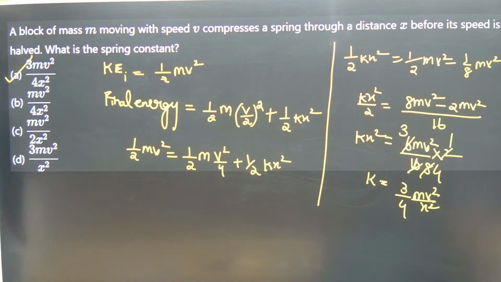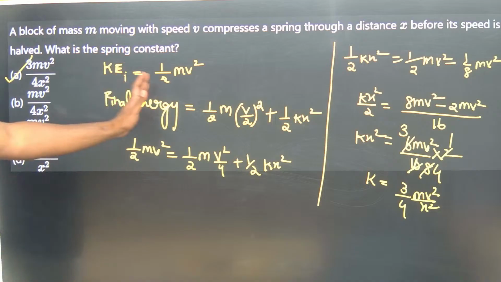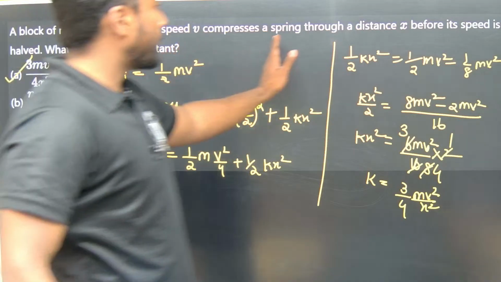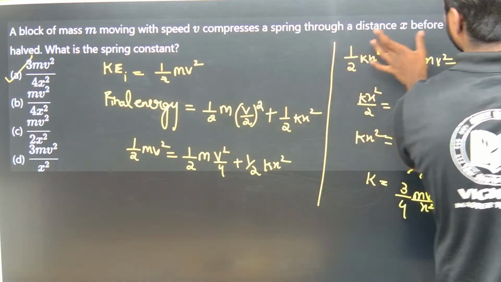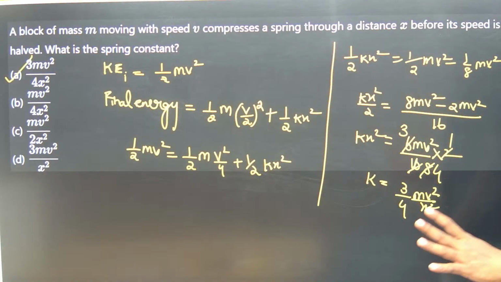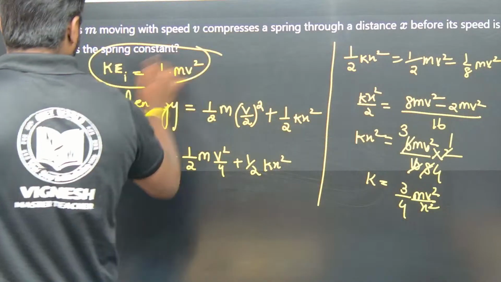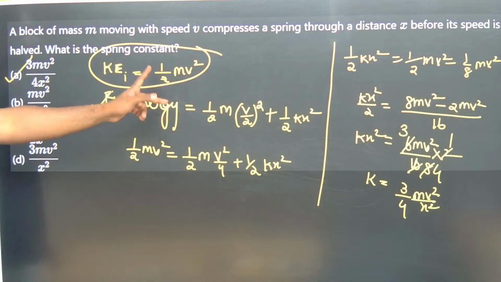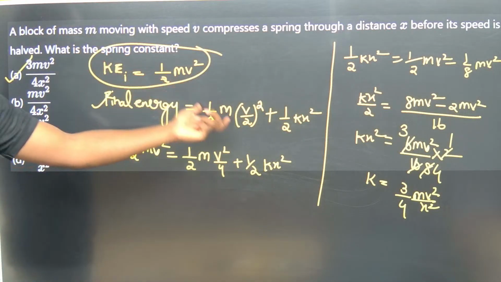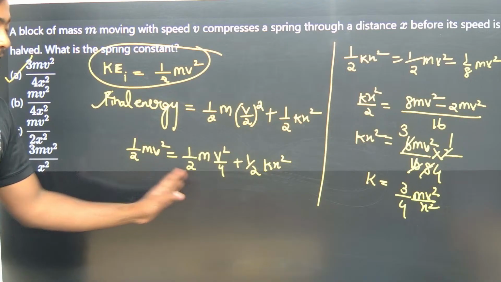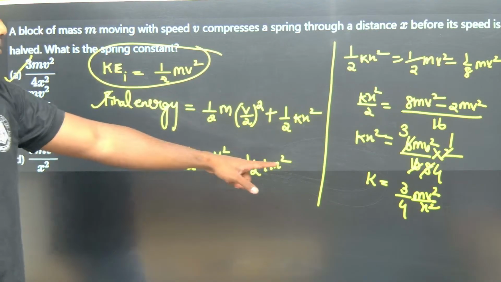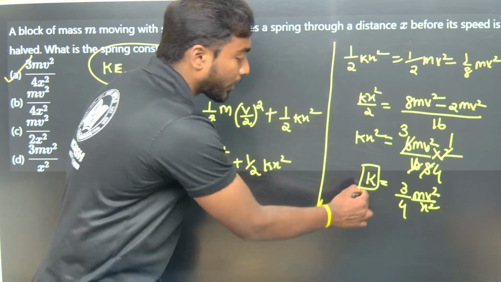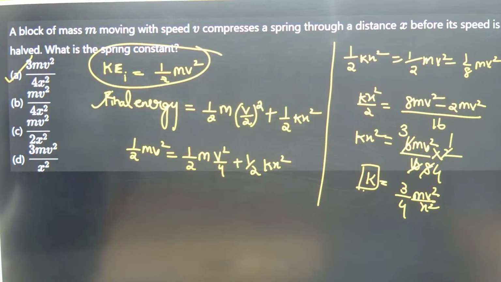Right now, here a block has been moving with the speed v. It has been compressed with a spring through a distance x before its speed becomes half. So that is the initial case and this is the final case. Energy will be conserved, so the initial energy should be equal to the final energy. I have equated the equation and I need to get the spring constant over here, that is the answer of this question. We will go for the next question.